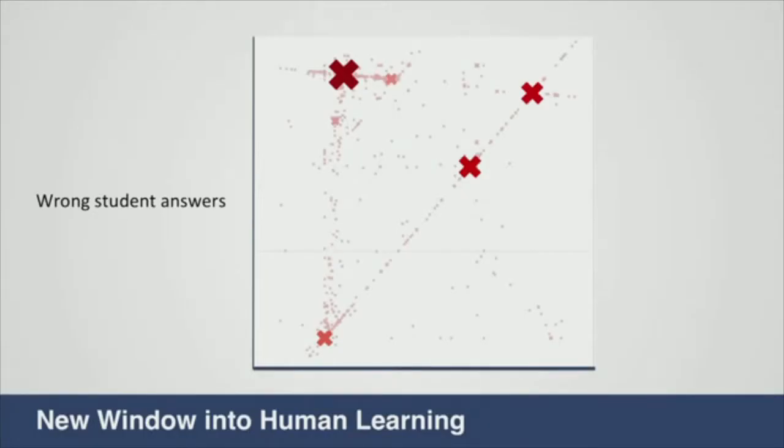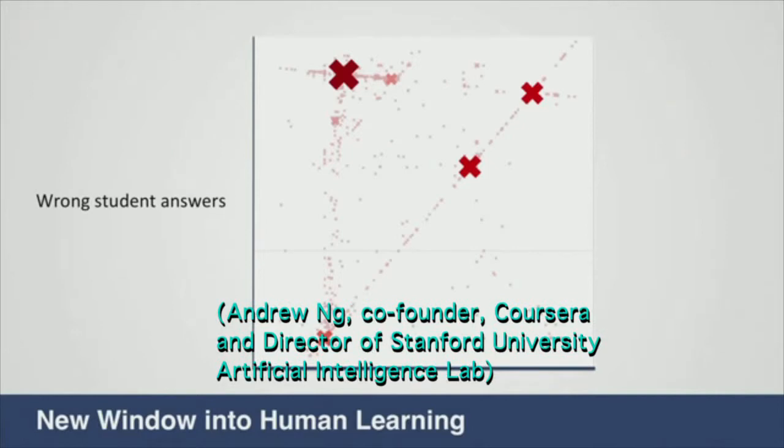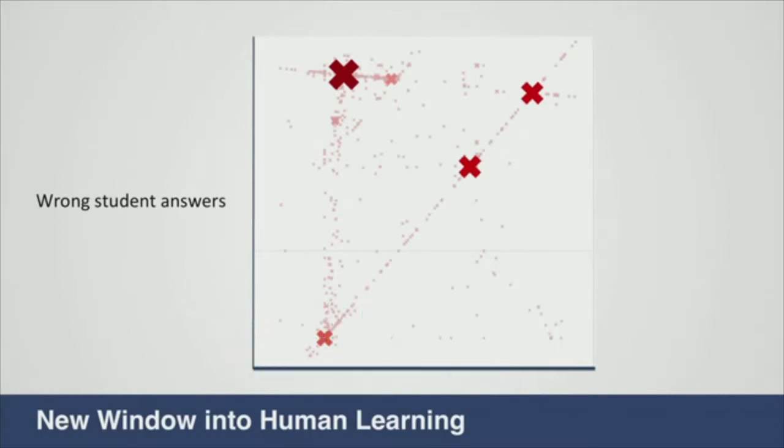This is a distribution of wrong answers to one of Andrew's assignments. The answers happen to be pairs of numbers, so you can draw them on this two-dimensional plot. Each of the little crosses that you see is a different wrong answer. The big cross at the top left is where 2,000 students gave the exact same wrong answer.